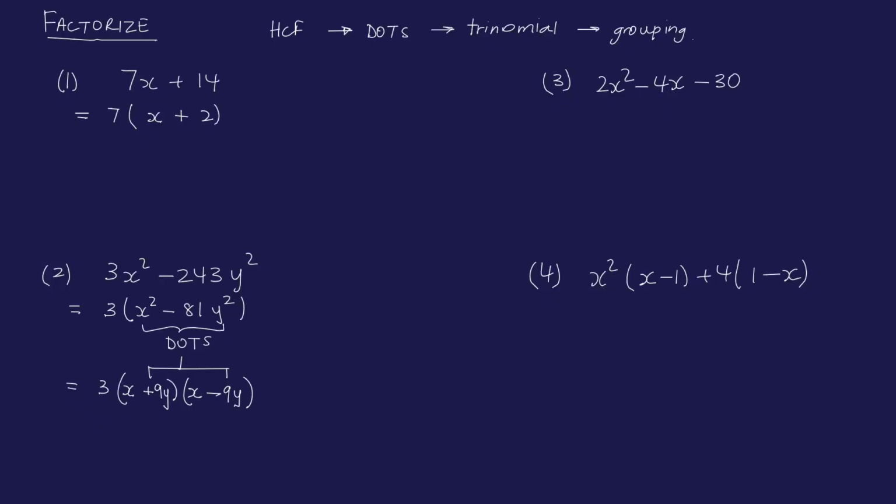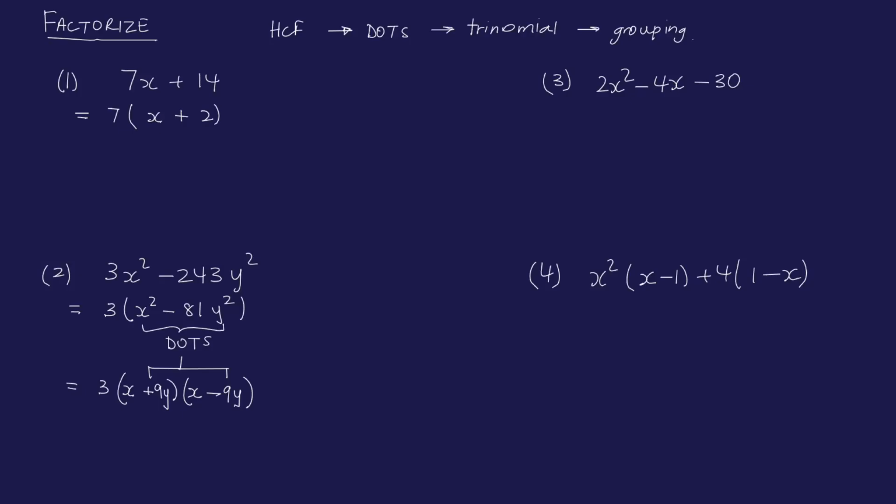Then I evaluate. I've done HCF, I've done DOTS. Is there a trinomial here or is there grouping? The answer is no, so that is going to be my final answer. Now let's take a look at question number 3. Question number 3 says factorize 2x squared minus 4x minus 30.